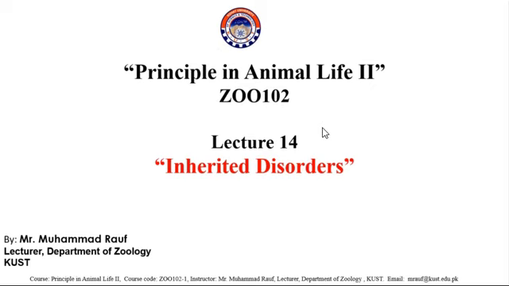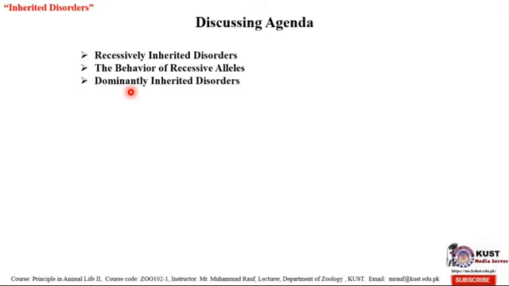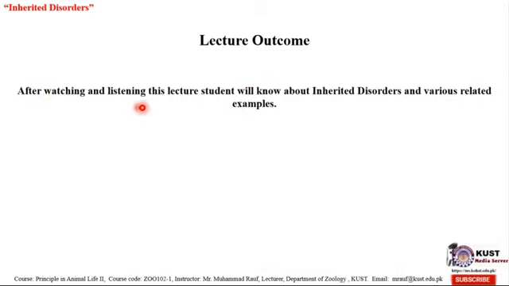This is lecture number 14. The topic is Inherited Disorders. The discussion agenda for the topic will be recessively inherited disorders, the behavior of recessive alleles, and dominantly inherited disorders. Lecture outcome: after watching and listening to this lecture, students will know about inherited disorders and various related examples.